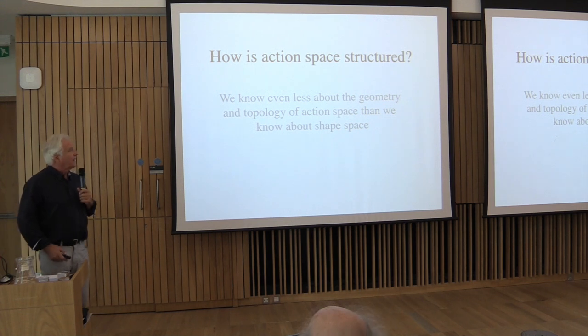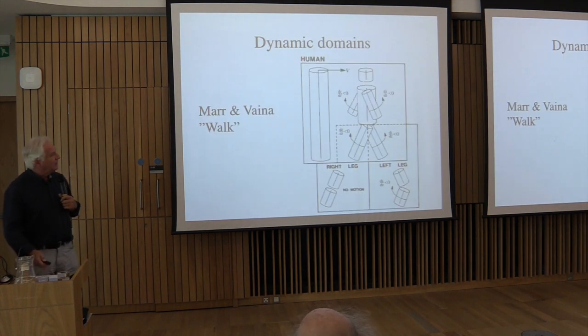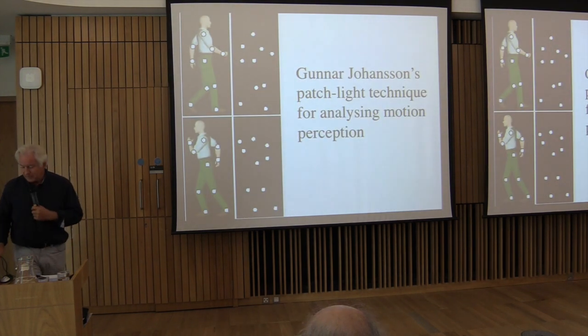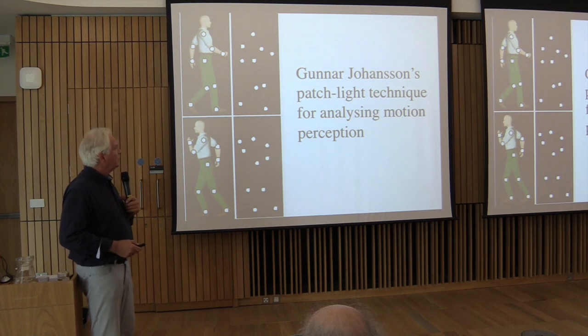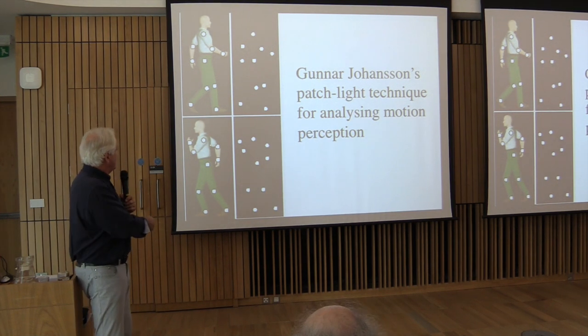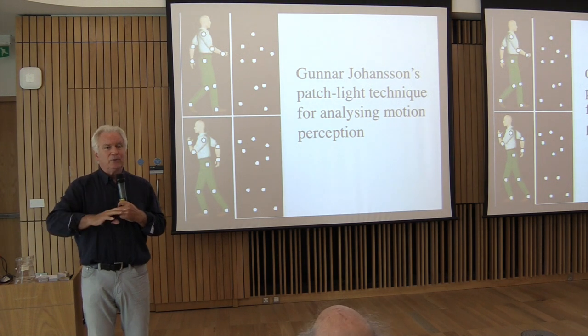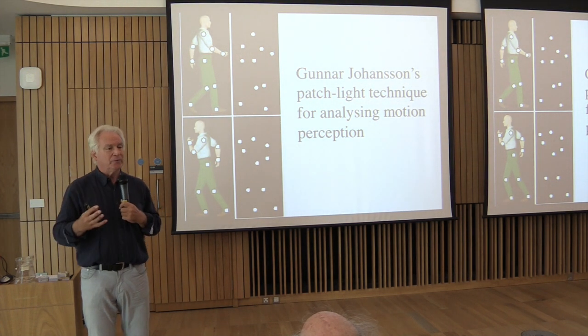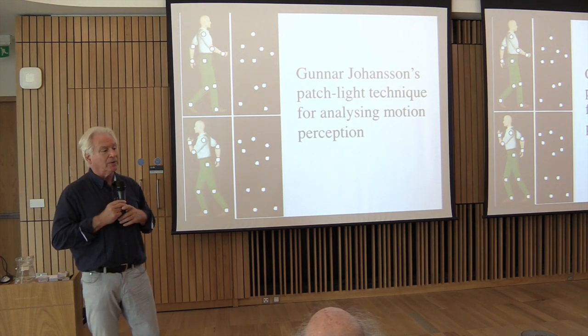So I want to talk about action space. And we don't know very much about it. I mean, I said we don't know much about shape space, but we need something. And I've given you this example twice already. What I want to do is to give you some examples from psychological studies of action perception. And this is Gunnar Johansson, who in the early 1950s put patch lights on the body parts of a human, dressed up the human in black, and let the person move in a black room, and filmed the person moving. Then he showed the movies to subjects, and he asked, what are they doing?